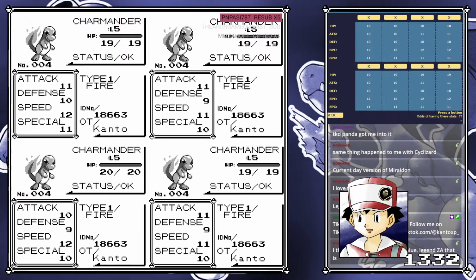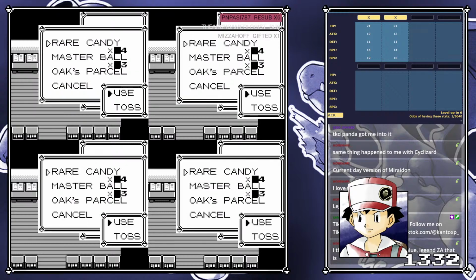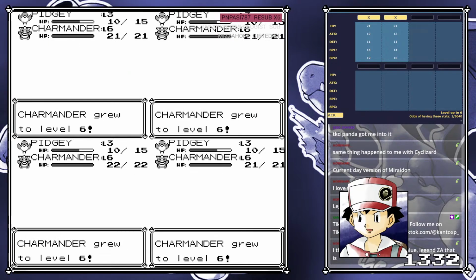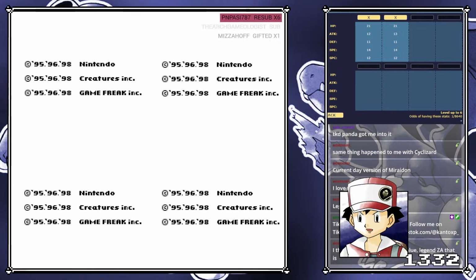All right, top left looks solid. 19, 11, 10, 12, 11. Rare candy. 21. 12, 11, 13. Nope, 13 cannot be your speed. You are not shiny, my friend.